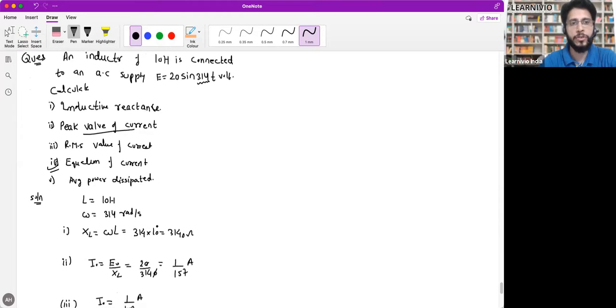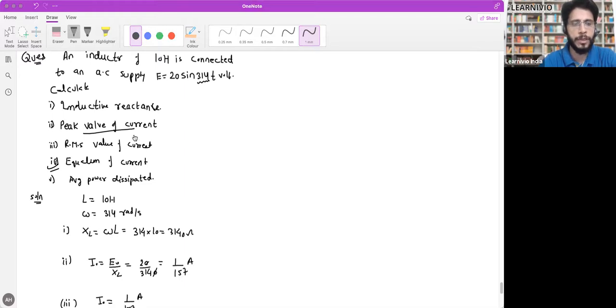Okay, first write this question and then the solution. We'll do one more numerical on the same concept. Then we'll do circuit having capacitor.